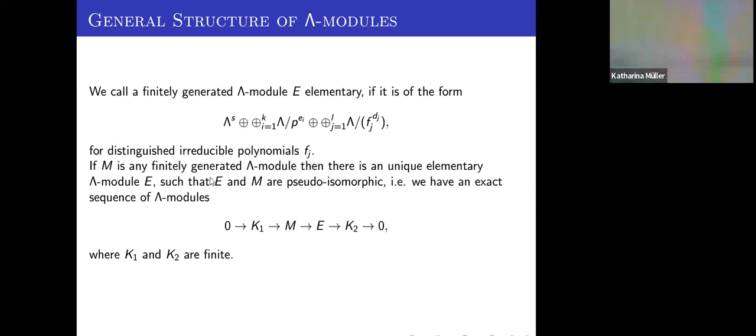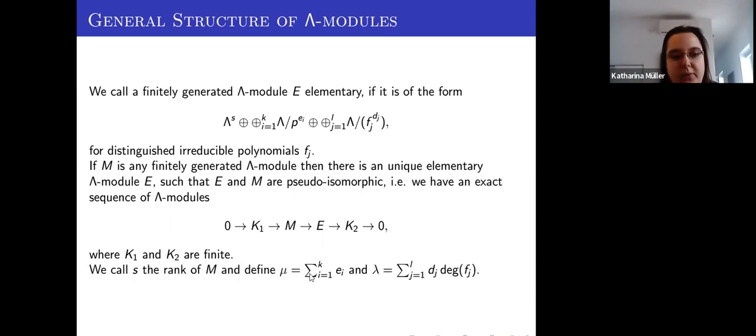And if M is a finitely generated Λ-module, then there exists a unique elementary Λ-module E such that E and M are pseudo-isomorphic. So what does pseudo-isomorphic mean? It means that we have an exact sequence of Λ-modules, 0 to K1 to M to E to K2, and K1 and K2 are supposed to be finite. And we call s the rank of M.